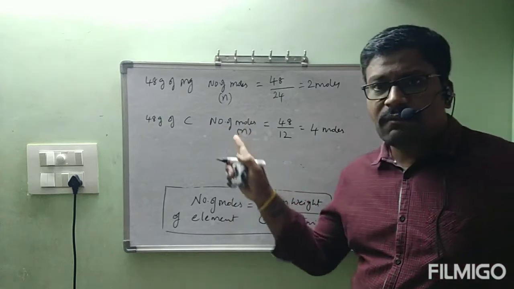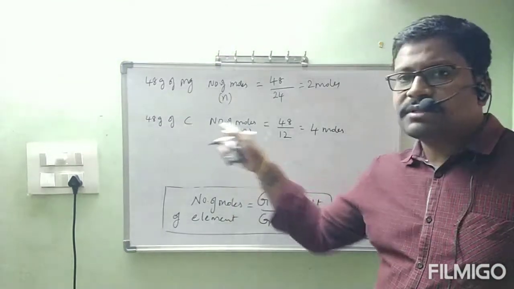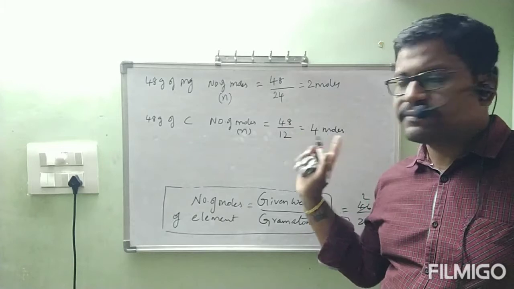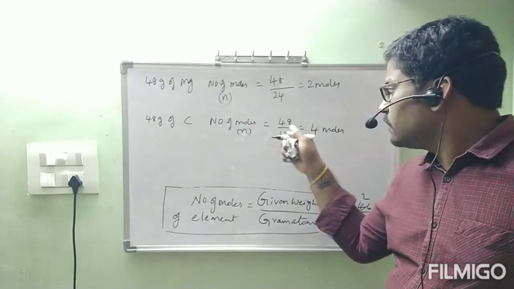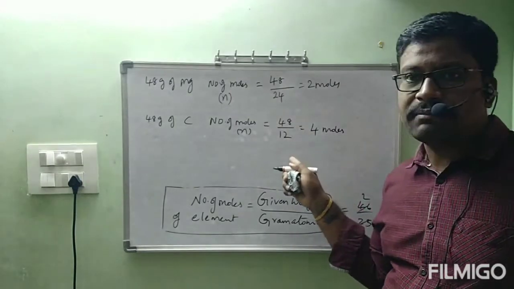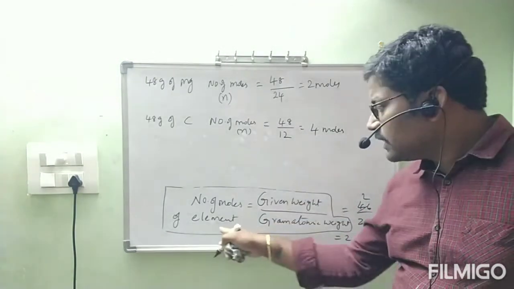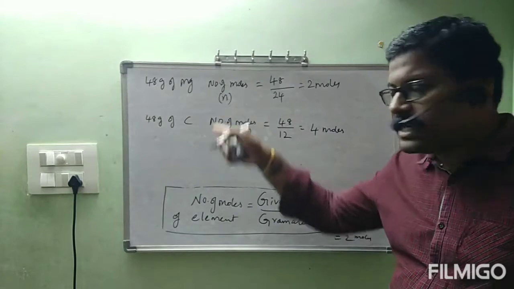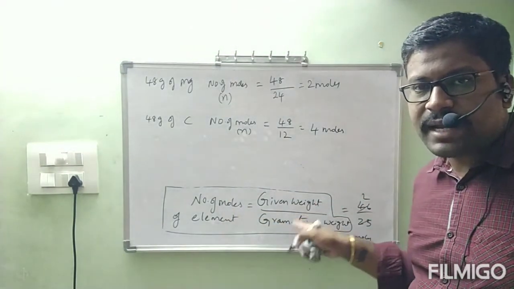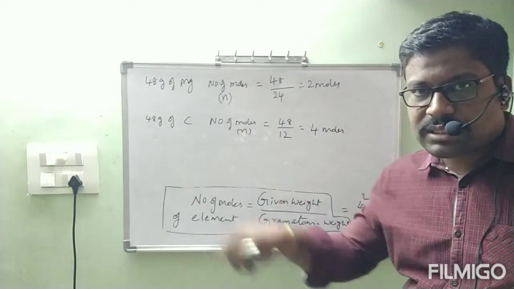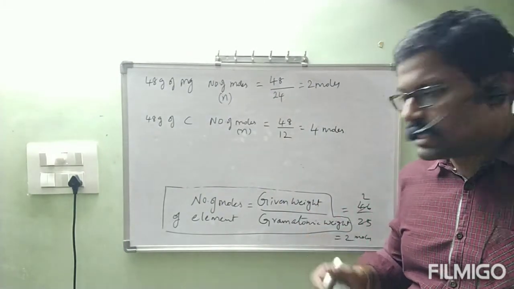12 grams of carbon, 1 mole. 48 grams of carbon, 4 moles. How did we get this one? Number of moles formula: number of moles, represented by small n, is equal to given weight by gram atomic weight. This is for an element. Some more examples I will write here itself. Shall I rub this one, this formula? All of you make it in a box. Very important. Okay, next.